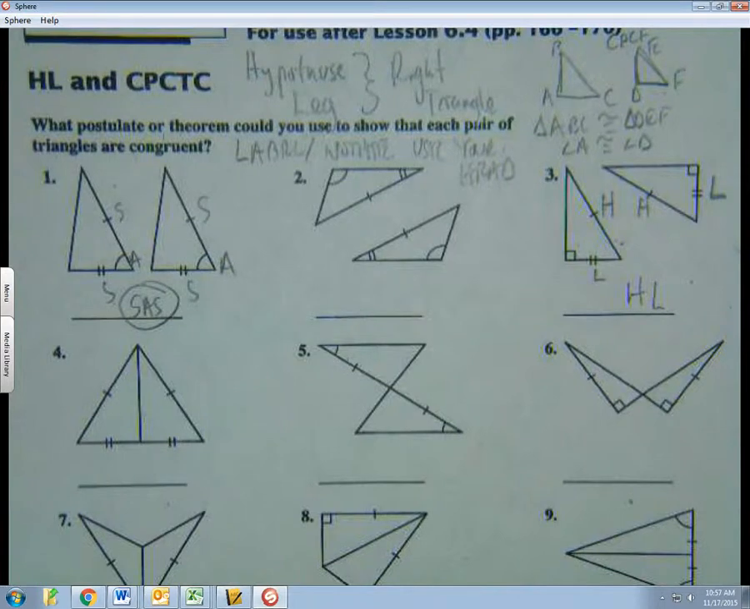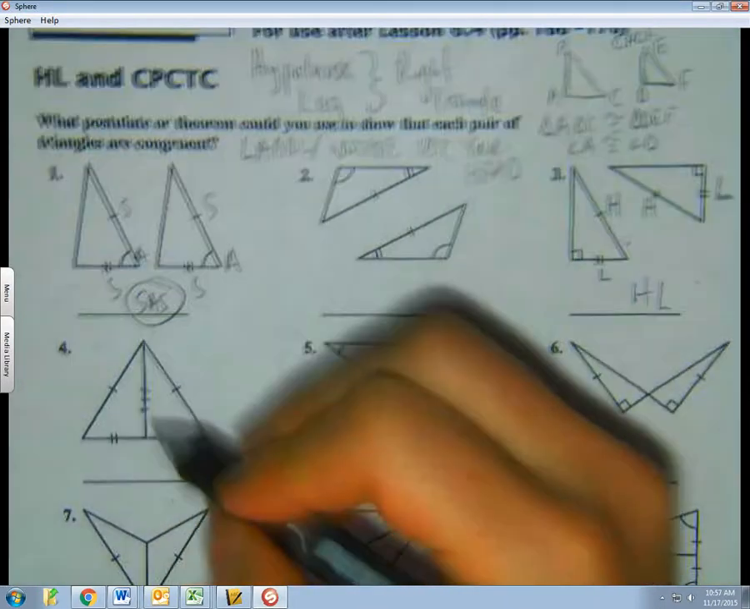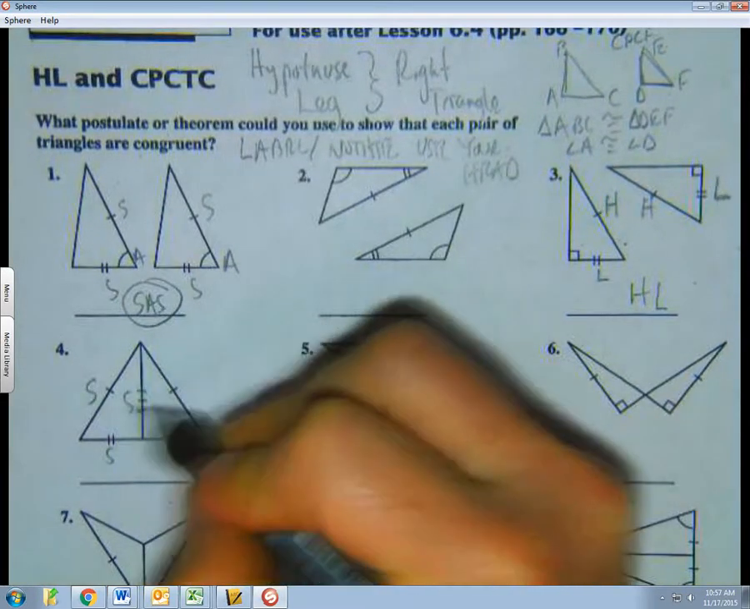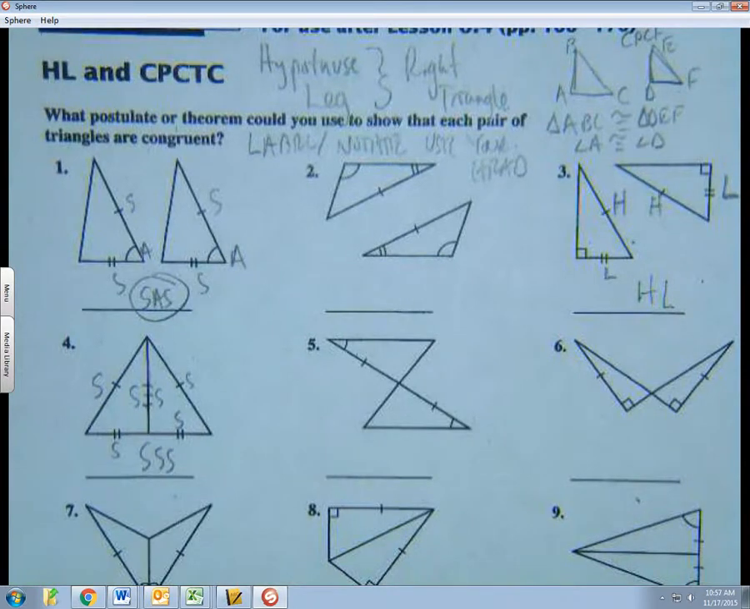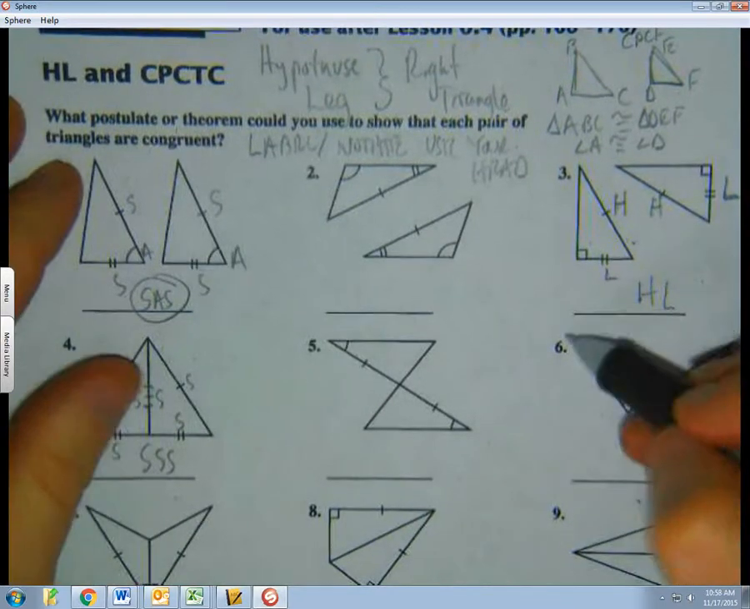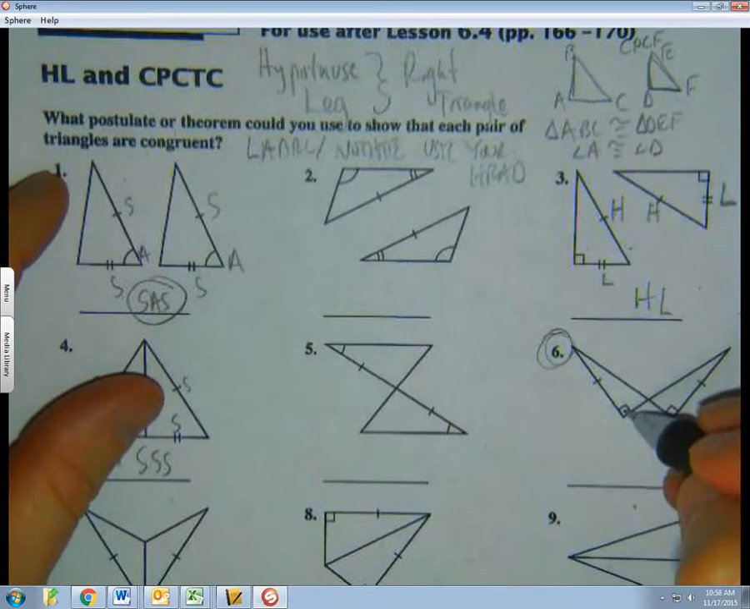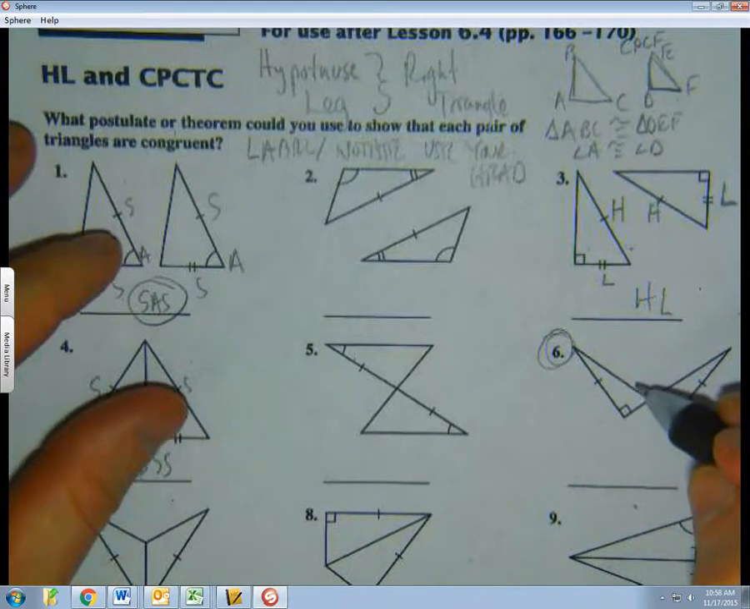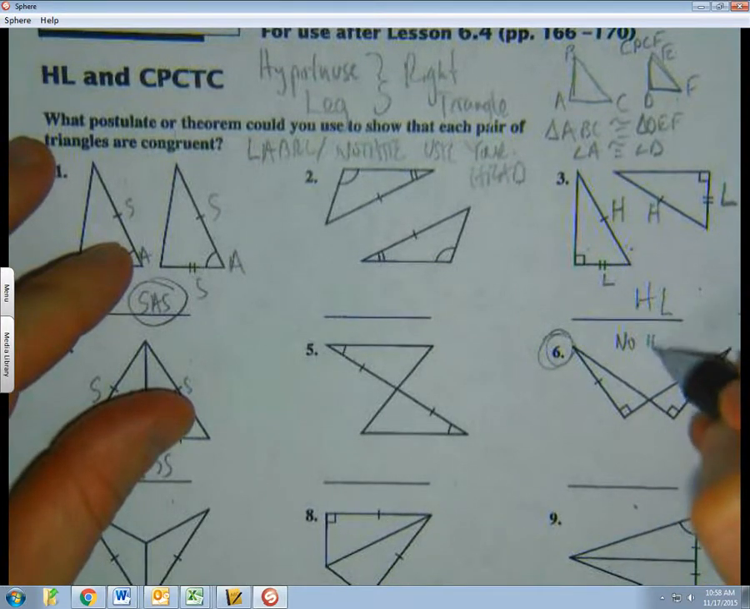Okay. So that's an example of a model of how to do HL. So you know, we could do 4. That's obviously the same in each one. So side, side, side, side, side, side. Okay, so let's look at 6, because this is kind of the exception. So I've got a right angle, so I'm immediately going to look for HL. Do I have the hypotenuse? No hypotenuse. No congruent hypotenuse, I should say.